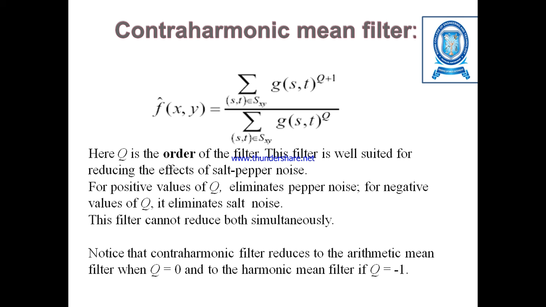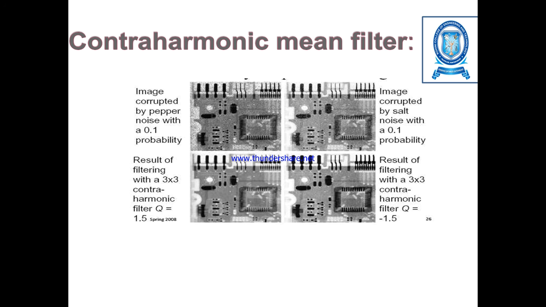So you can notice that the contraharmonic filter reduces to the arithmetic mean filter when q is equal to 0, and to the harmonic mean filter when q is equal to -1. So we can see an example. The first image is corrupted by pepper noise with 0.1 probability. The next image is corrupted by salt noise. So we are going to process both black noise as well as white noise.